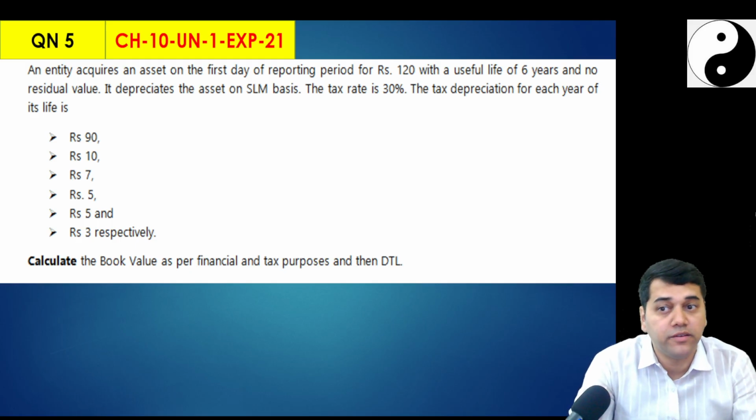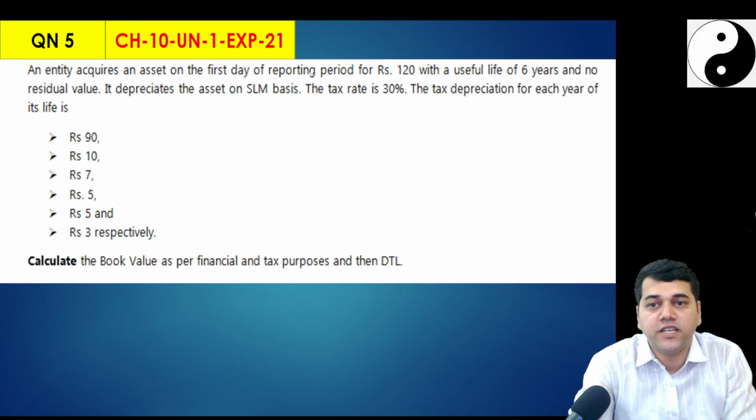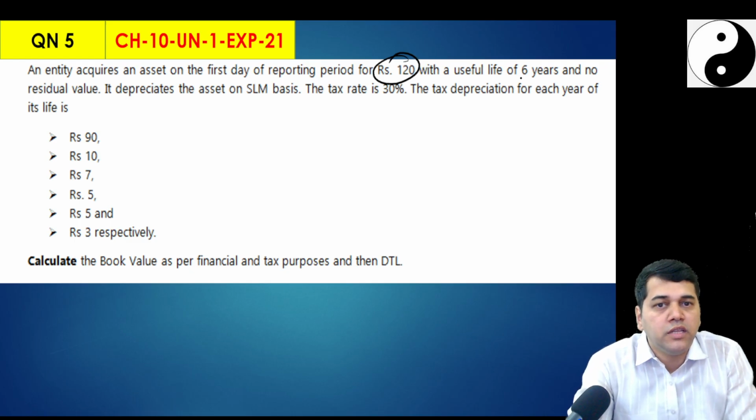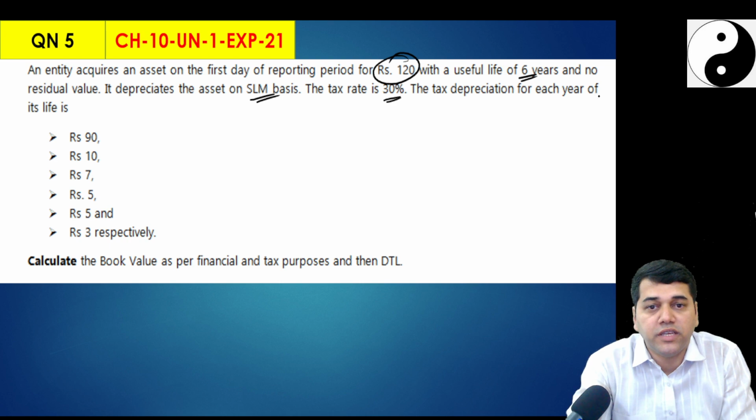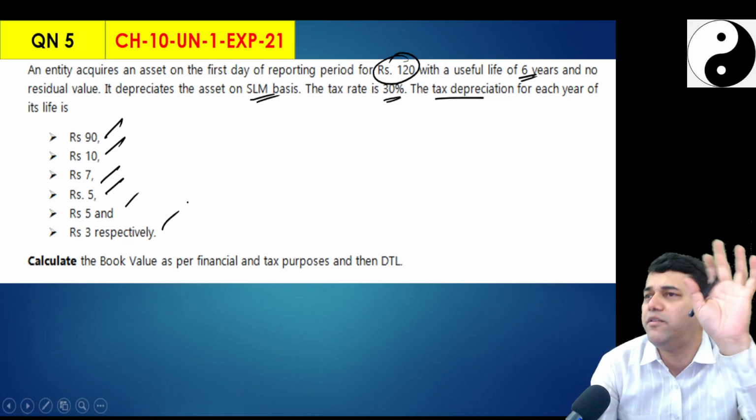Okay, so there is a difference between this and the test your knowledge question, I will tell you. An entity acquires an asset on the first day of the reporting period, which is 120. On 120 rupees you purchased cost. You can note down this number. Life is 6 years. So 20 rupees depreciation you are going to claim. No residual value. It depreciates on the SLM basis and the tax rate is 30%. The tax depreciation for each year of life is 90, 10, 7, 5, 5, 3 respectively.